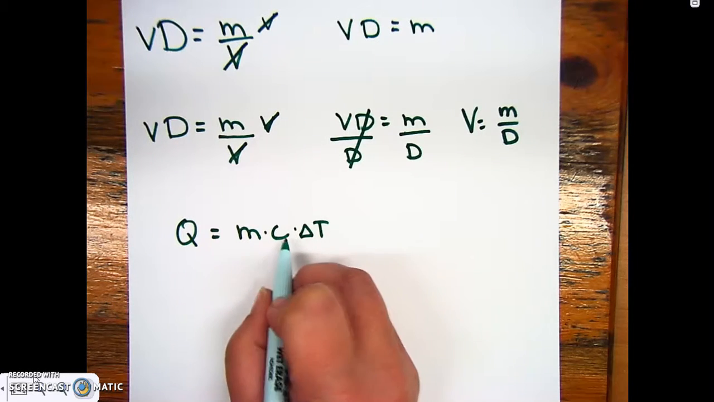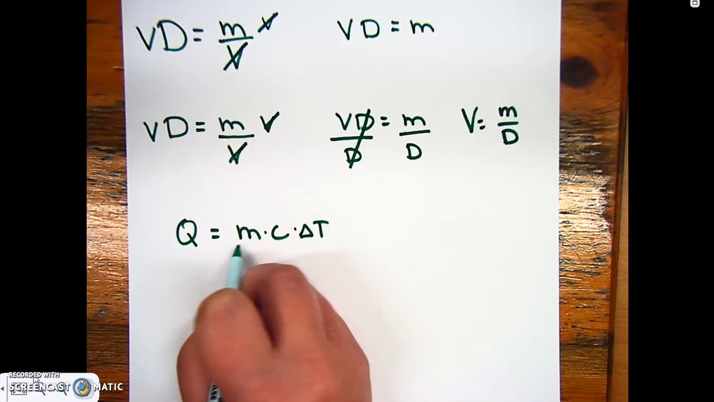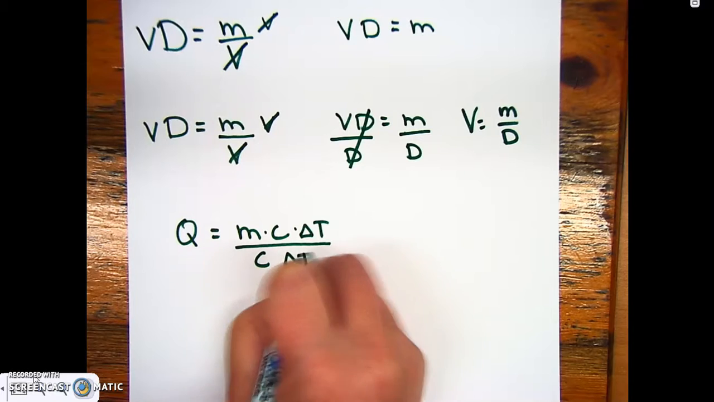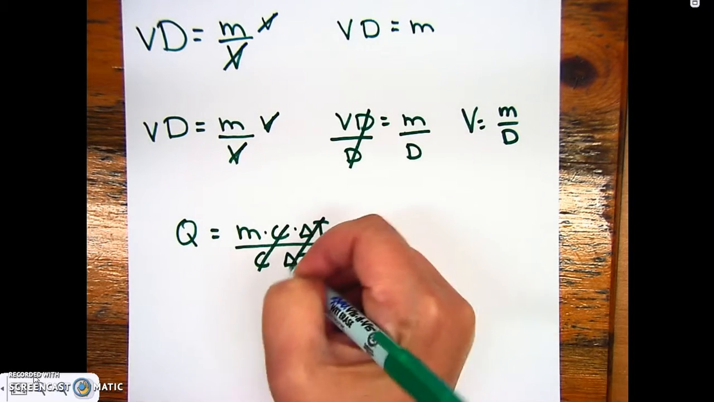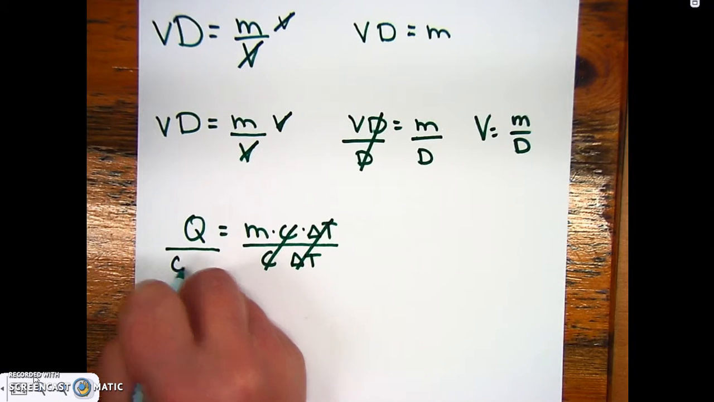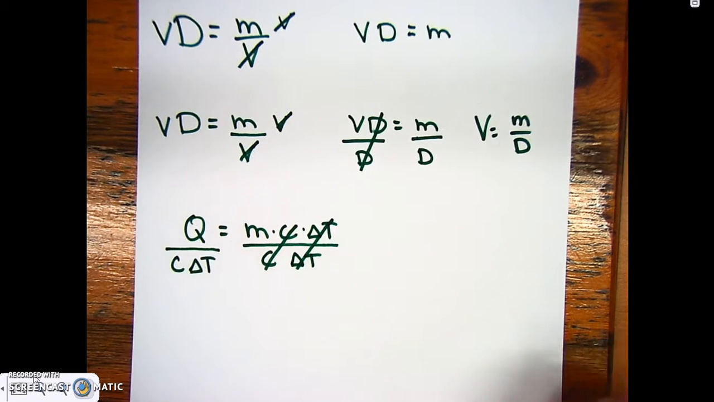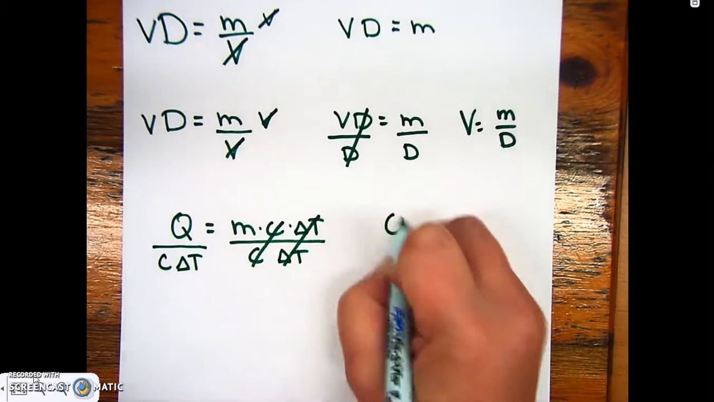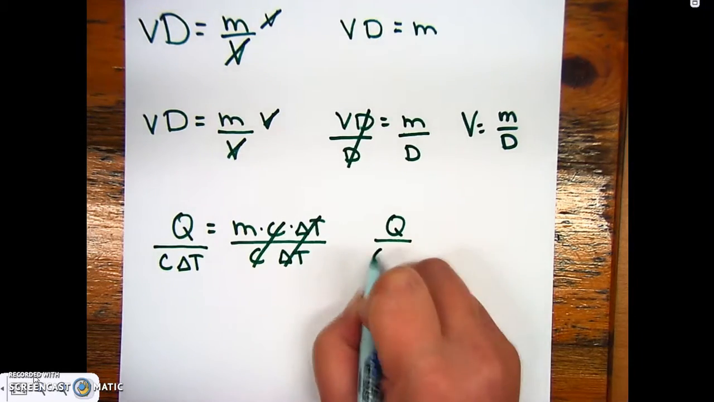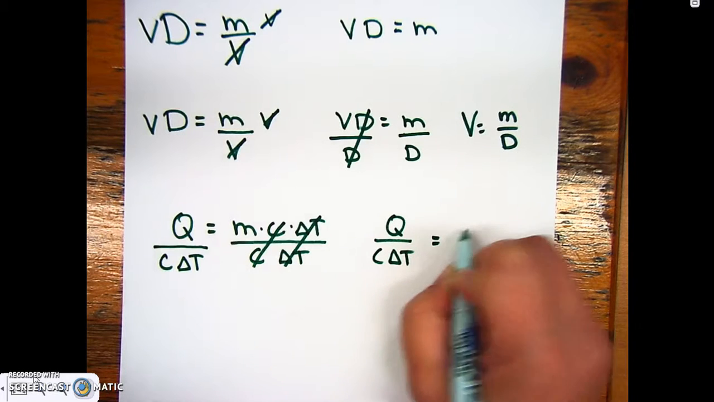So I'm going to have to divide by those two. So I can do it at the same time, and I'm going to divide by C and change in T at the same time. They're going to cancel, and what I do to one side, I have to do the other. So I'm going to divide by C and change in T over here. And so what I'm left with is, if I want to solve for mass, I take Q and I divide by C times the change in T, which is equal to M.